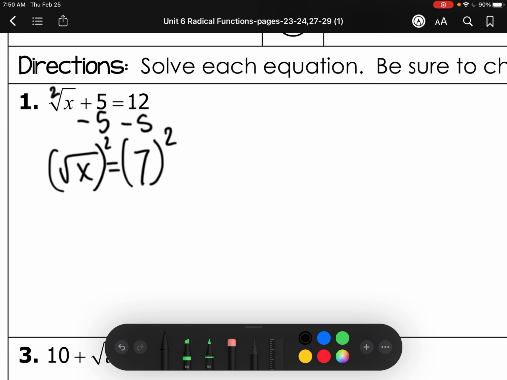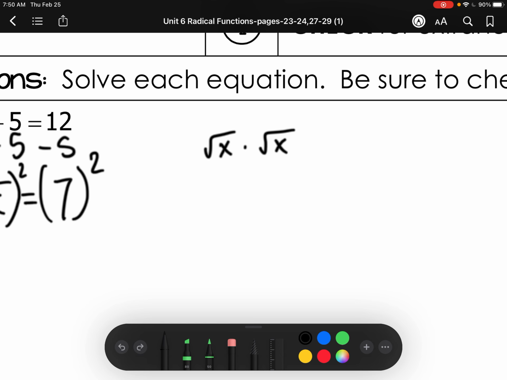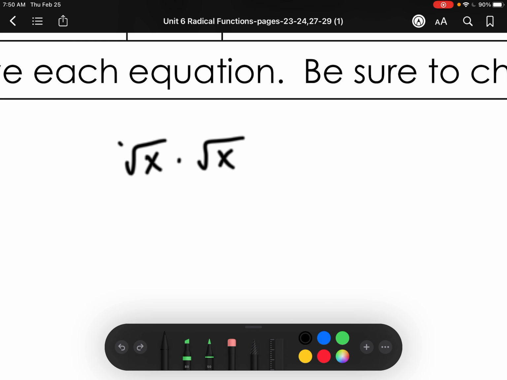So first, if we're raising the square root of x to the power of 2, that is saying that we are doing the square root of x times the square root of x. And we know when we are multiplying radicals that if we have the same index, we are just going to multiply the radicands.